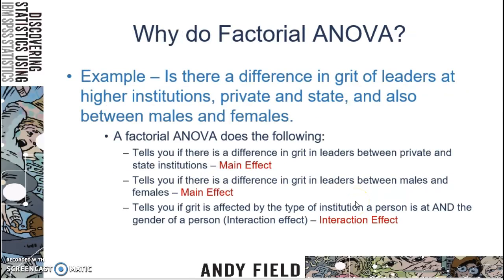So here's your example. Is there a difference in grit of leaders at higher institutions, private and state, and also between males and females? So factorial ANOVA is going to give you information telling you, is there a difference in grit between private and state institutions? That's one main effect. It's also going to tell you if there is a difference in grit in leaders between males and females. That's going to be a main effect. And then it's going to tell you if the type of institution and the gender of a person has an influence on grit, and that's going to be your interaction effect.